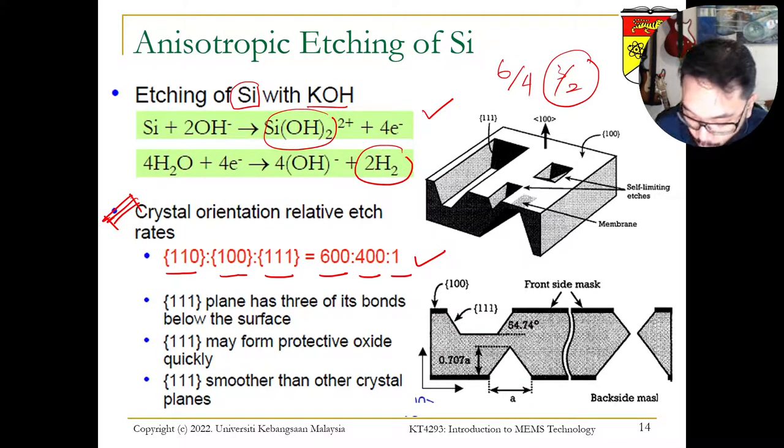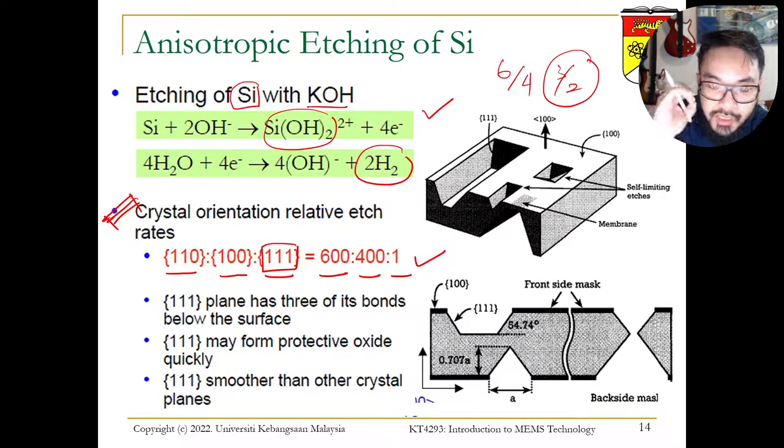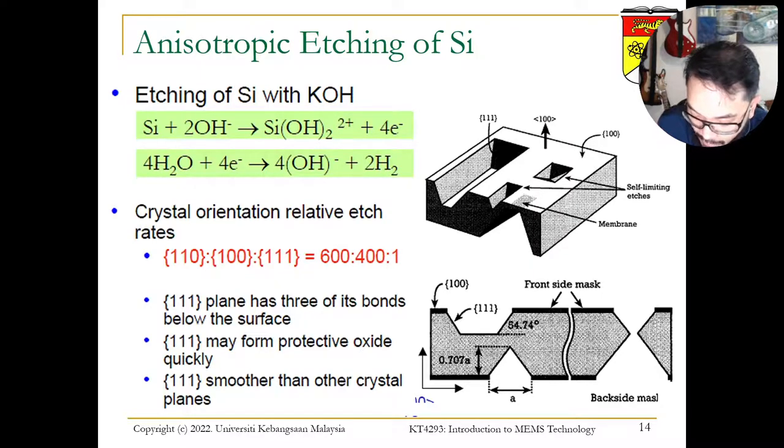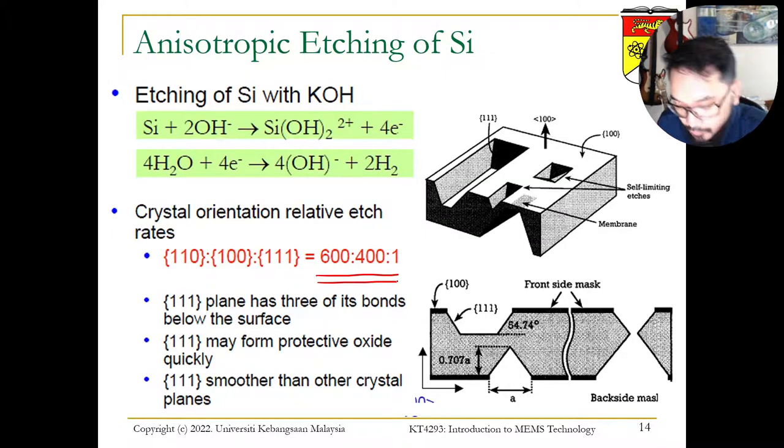On the other hand, the 111 plane is the slowest, almost zero. The etch rate is almost zero if you compare it to the etch rate of 110 and 100. So here that means that etching 110 is faster than etching the 111 plane by 600 times. And etching 100 is 400 times faster than etching 111. So basically, these are all the ratios of etch rate, 600 to 400 to 1.